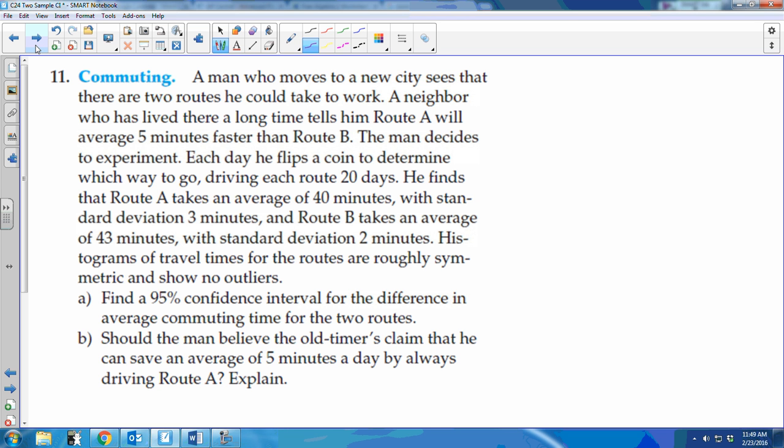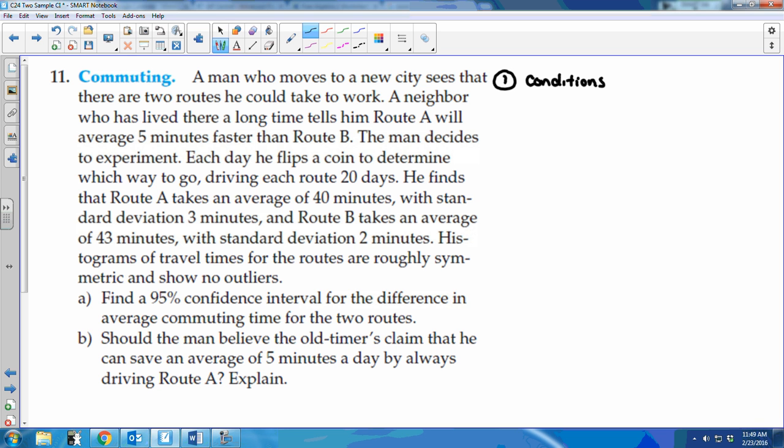So what's the first step? Conditions. I am not going to write them all out because we will be here all day, but we will talk through them. So, for your conditions, independent. This one's a little funky, we can talk about it. Are the 20 days that Route A is driven independent of each other? Should be. Are the 20 days that Route B is driven independent of each other? Yes. Are the 2 groups of days or 2 routes independent of each other? Should be. Is randomization employed? Yes, they flipped a coin. He flipped a coin each time to determine which route to take.